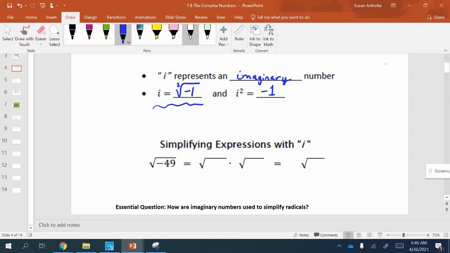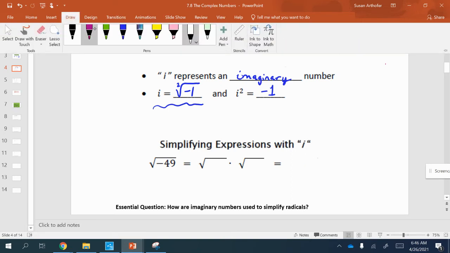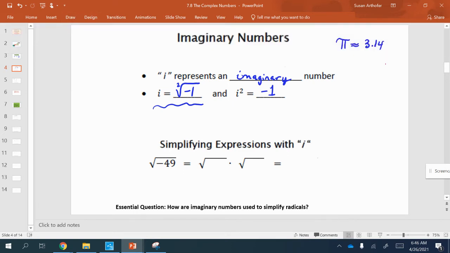I have a bit of a typo here. This radical symbol in the back should not be here, so I'm going to erase it. Sorry about that. Okay, so what we're going to do to simplify expressions with i is break up the square root of negative 49 into 49 times negative 1. Isn't 49 times negative 1 the same as what we started with, the square root of negative 49? We're allowed to break those up.